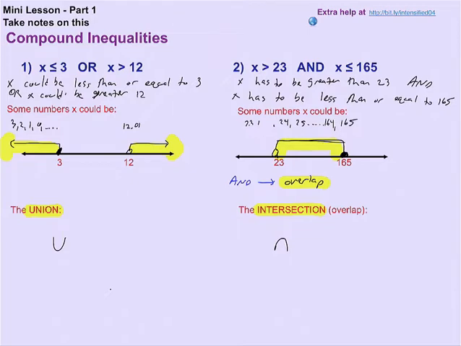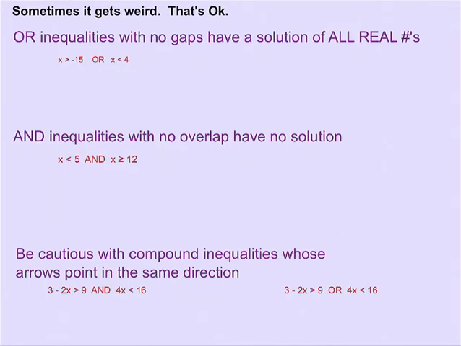This is what you think of when you hear "and" or "or." The "and" is this one with the overlap, and the "or" is the one where the arrows point the other direction, but it doesn't have to be that way. There are some exceptions. Sometimes it gets a little bit strange. For example, "or" inequalities might have no gaps. That's fine. If I look at this, x is anything bigger than negative 15, x could be bigger than negative 15, or x could also be anything less than 4.